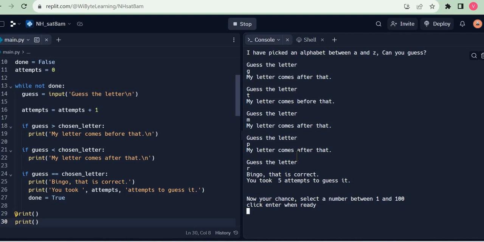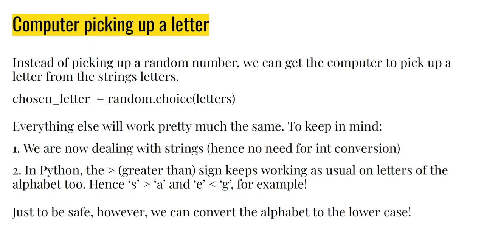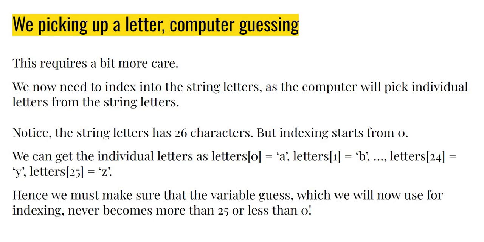Let's now think about how we do the second part, where the computer will have to guess the letter that I have chosen. In fact, it's quite similar, but does require a little bit more care. The reason is that now the computer is going to have to pick up individual letters from the string. Previously, we just picked one letter by doing random.choice. But now the computer has to pick up these letters and ask me, is this the letter? Is this the letter? And so on, which means the computer must start indexing into this string.